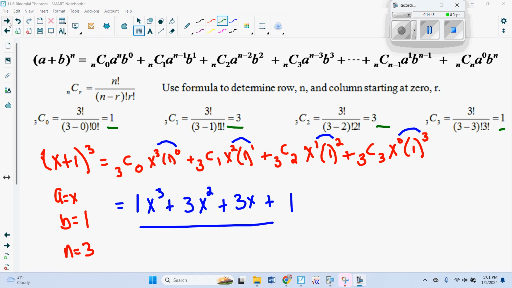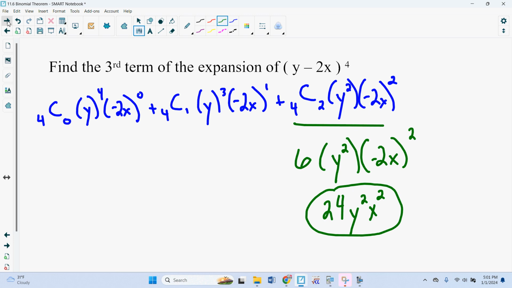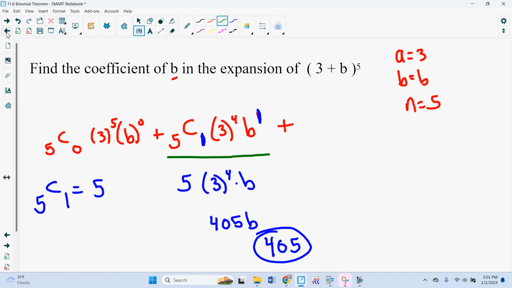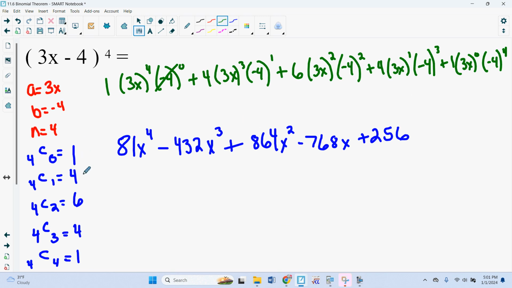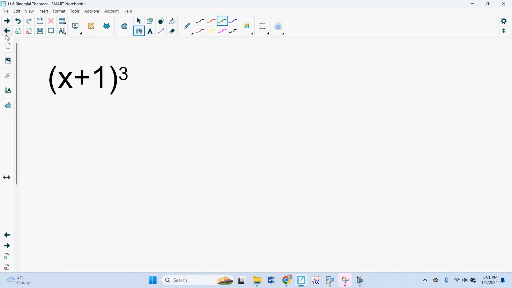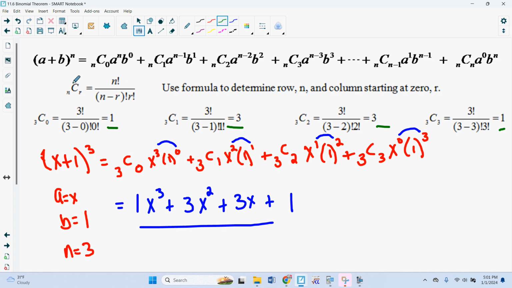And if we go back to Pascal's triangle, you can see the third row is 1, 3, 3, 1. If we were looking at the fourth, here we had 1, 4, 6, 4, 1. So our fourth row is 1, 4, 6, 4, 1. So all that Pascal's triangle does is it gives us these terms, this C and R.